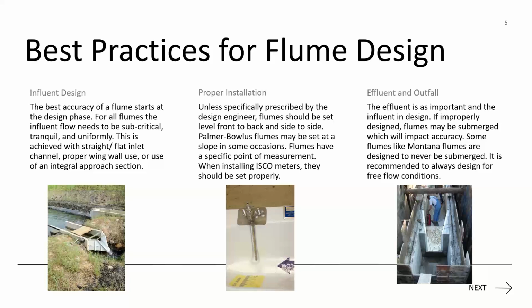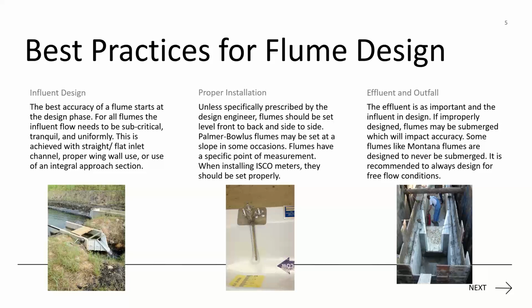So we typically do this by having a good straight flat inlet, proper wing wall use, or the use of an integral approach section. For the majority of flumes, so your partials, your trapezoidals, and even some Palmer-Bowlus, we have a general guideline. You want 10 to 20 times your throat diameter straight flat upstream. And that will give you typically subcritical, tranquil, and uniformly distributed flow going into it.